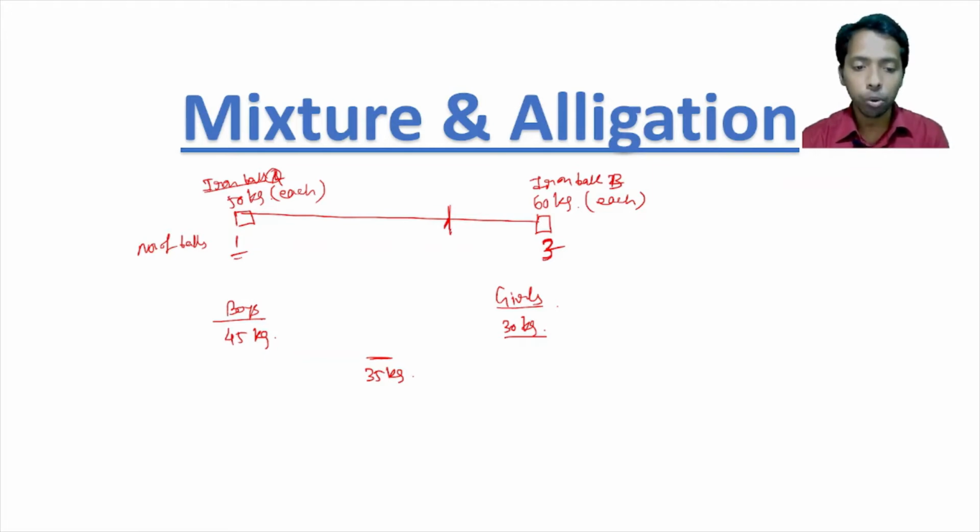Because the weight difference between boys and average is less than the difference between girls and average, whichever direction this mid value is close to, obviously that would be the heavier side. That means girls here is the heavier side and boys is the less in weight, right? So for girls here, the difference is 5, and here the difference is 10.